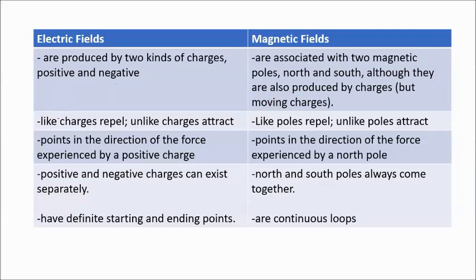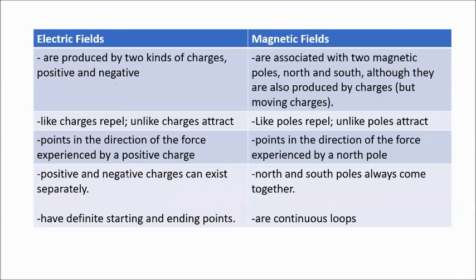Electric field, like charges repel and unlike charges attract. Magnetic field, like poles repel, unlike poles attract. In electric field, it points in the direction of the force experienced by a positive charge. In magnetic field, it points in the direction of the force experienced by a north pole.